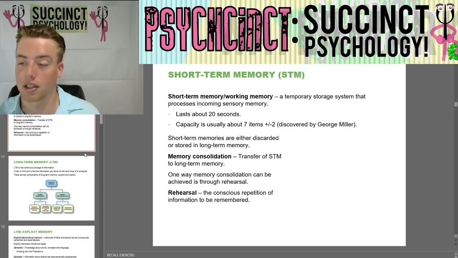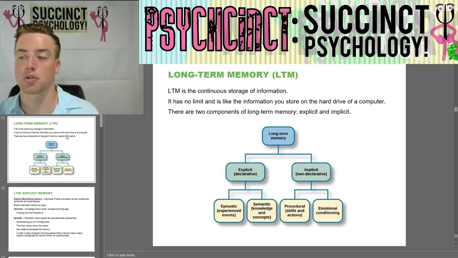Now, long-term memory is the continuous storage of information. It has no limit and is like the information you store on the hard drive of a computer. There are two components of long-term memory, explicit and implicit. Now, explicit, here you have a nice chart.